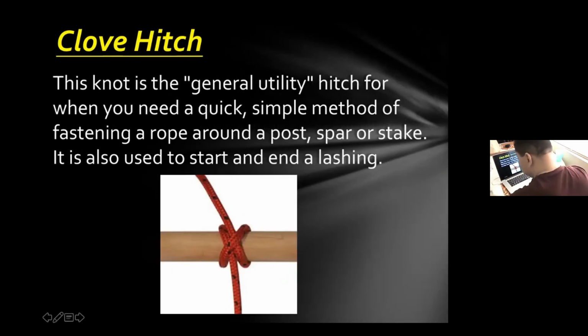The clove hitch. The clove hitch is a general utility knot when you need a quick, simple method of fastening a rope around a post or a stake or something. So I've got my little stick here. Hope you guys can see it. The clove hitch, or in Spanish we call it ballestrinque, is to tie a rope around a pole. Okay.